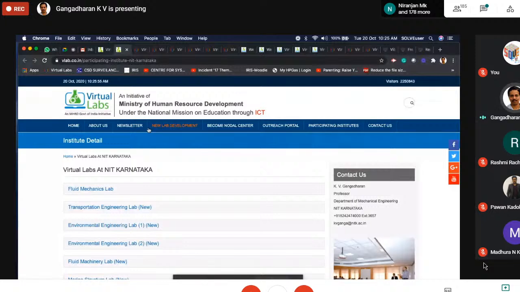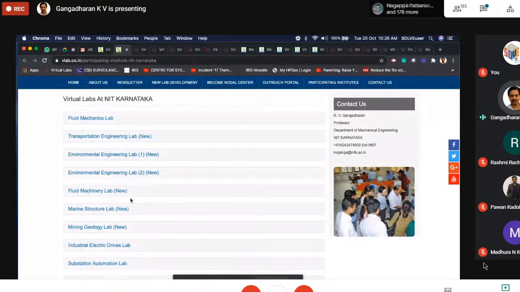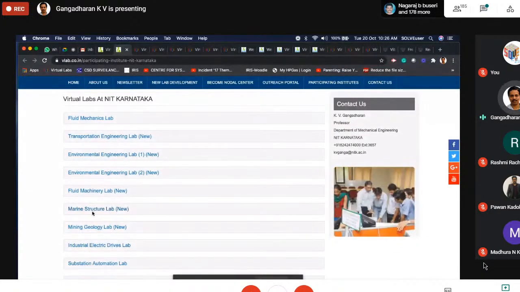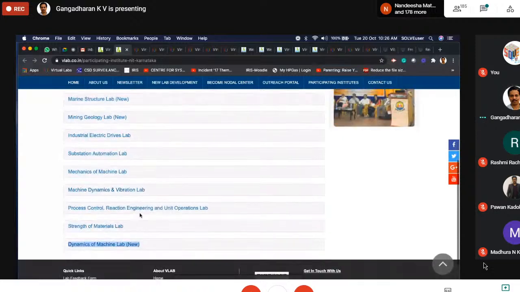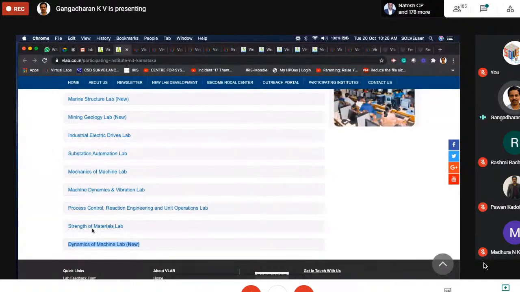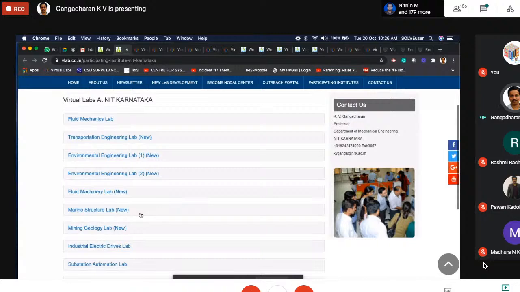Fluid mechanics is something which is required for mechanical engineering. Transportation is civil. Fluid machinery lab. And marine structures lab is actually a structures lab, which we can use. A geology lab we may not require, but we have mechanics of machines, machine dynamics and vibration, strength of materials, dynamics of machines, and process control, reaction engineering, unit operations, which come under chemical engineering, but there are quite a few experiments which can be used by mechanical engineering.